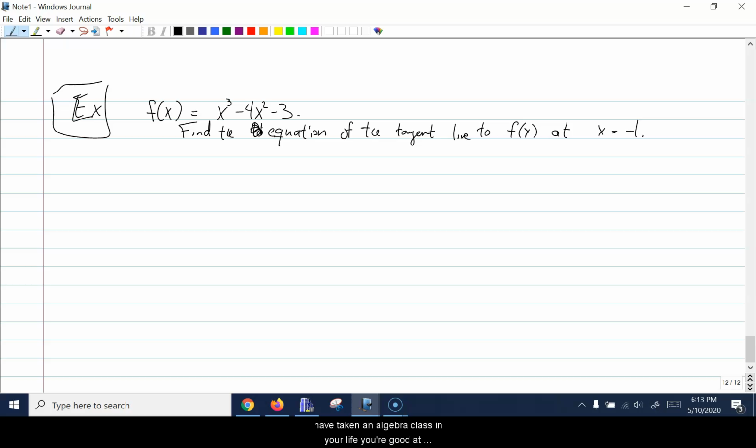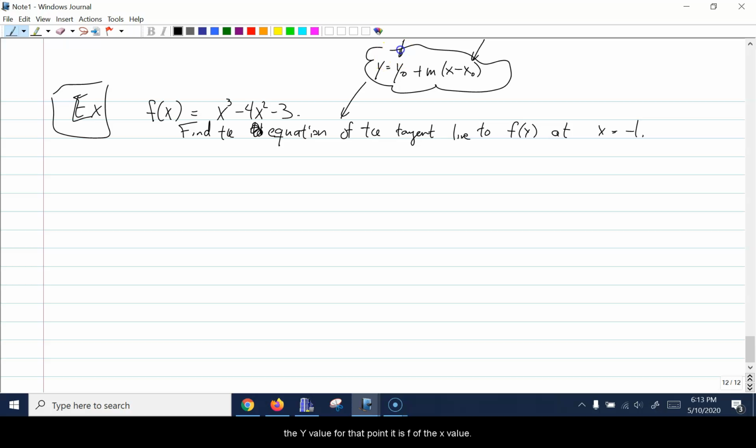We've taken an algebra class. If you're in here, you should have taken an algebra class in your life. You're good at finding an equation of a line. It would be nice to know the point-slope form of a line. I'll tell you what it is: y value plus slope times x minus x value. We have an x value for our line. We can find the y value for that point. It is f of the x value. That is the y value of the point on the graph. That's what it means to graph something.